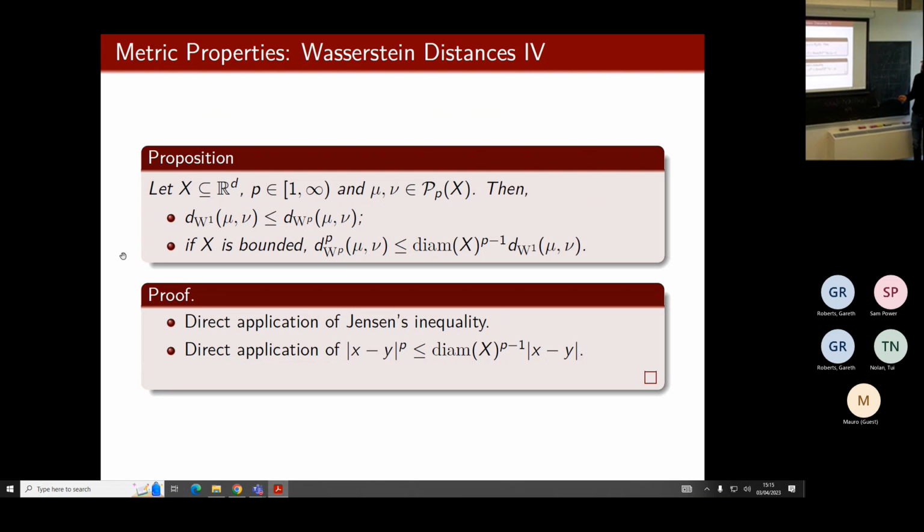I can just say, well, |x minus y| to the power of p is less than or equal to the diameter of x to the power of p minus 1 times |x minus y|, because this is as big as |x minus y| can possibly be. Right, so this is nice. It means I don't really have to worry too much about what my choice of p is. I can just do everything with whatever p is most convenient.